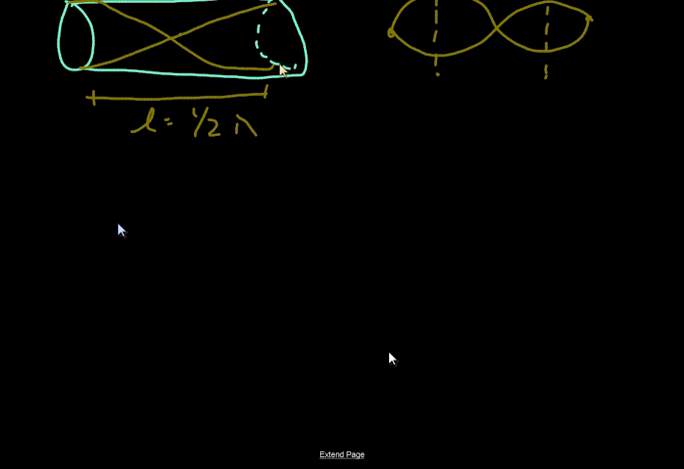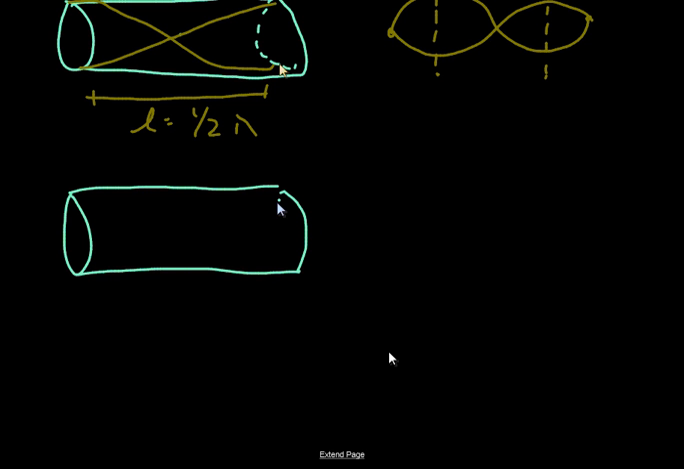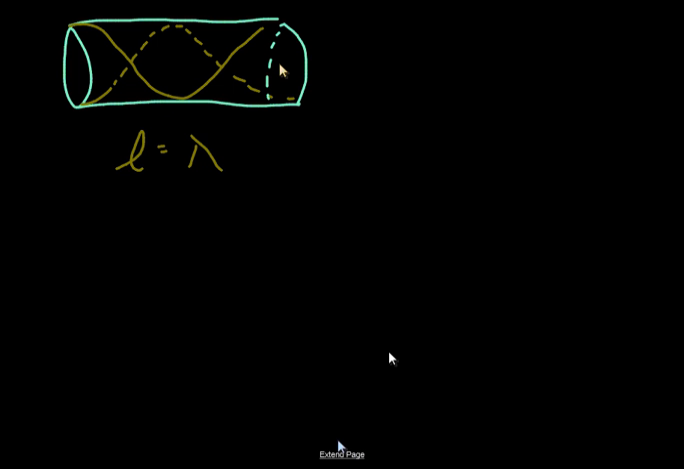Now where does the next one happen in your open-ended tube? It happens when you have this. It turns out that's a full wavelength. Okay? And it just continues the pattern.